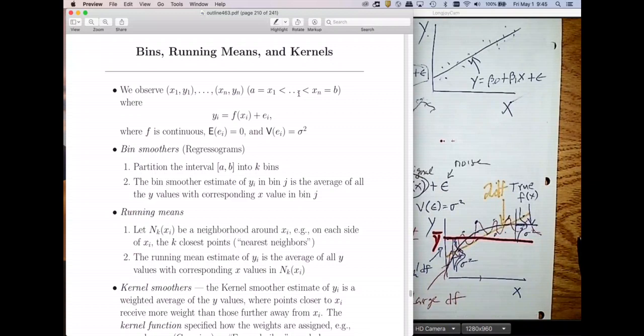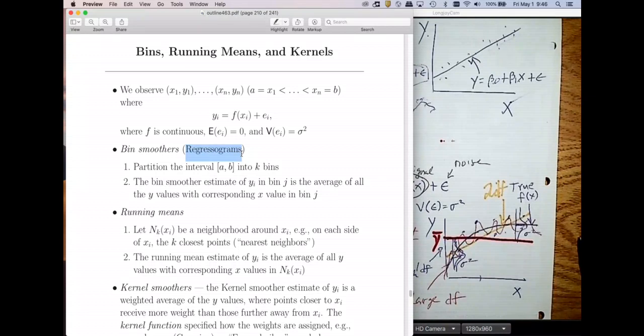All right. So one of the oldest approaches is something called a bin smoother. Bin smoothers have another name, which is the regressogram. So this is a very old name. I believe it goes back to the 1920s. Regressogram is a play on histogram. So what's a histogram? Well, a histogram finds bins. It counts the number of observations in each bin, and then it creates bars that have an area proportional to the number of observations in the bin. So that's how a histogram works.